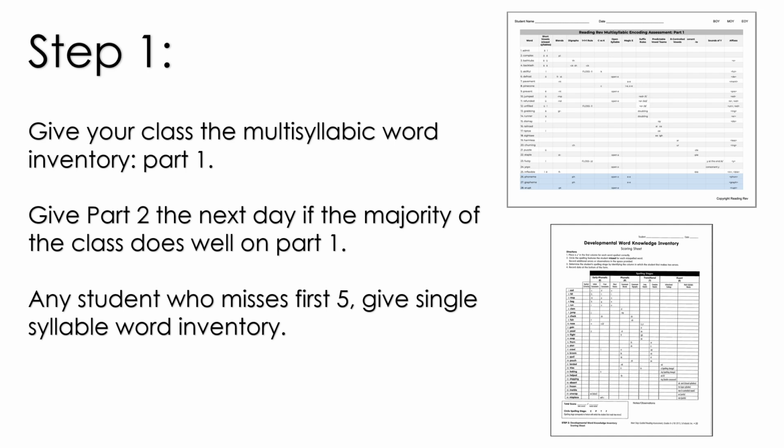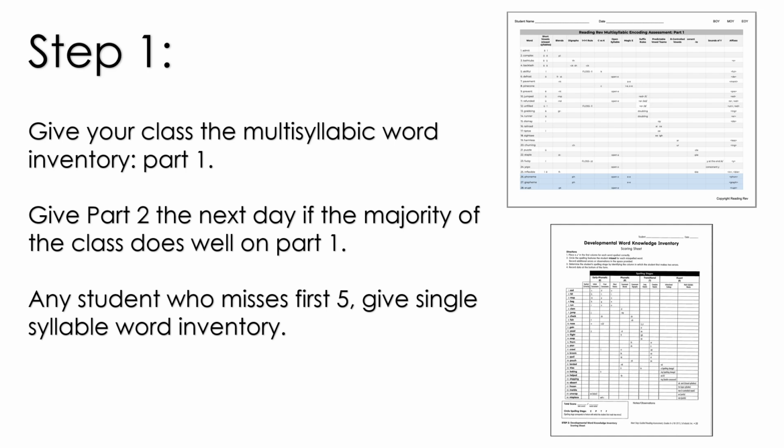Step one is you're going to give your class the multisyllabic word inventory, part one. Part one is 28 words, and you're going to want to give that in one day. If the majority of your students do well with part one, then the following day you're going to give part two. It's too much to give all in one day, but you can determine whether you have an entry point. If the majority of your class needs a lot of instruction in part one, you can wait for part two.